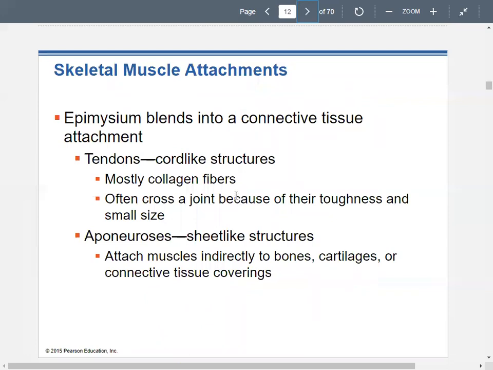All right, so the epimysium is going to basically blend in with the connective tissue that attaches the muscle to the bones, the tendons. Okay, and they're made up of collagen. Another kind of connective tissue you'll see are aponeuroses. These are sheets of connective tissue, and they can attach muscles to bones or cartilage or other connective tissues.